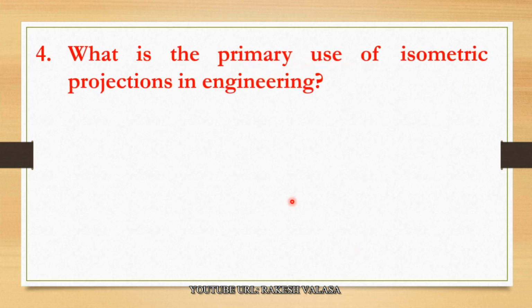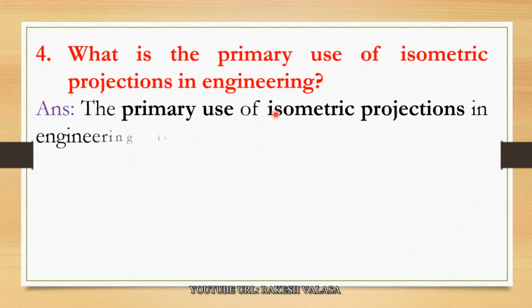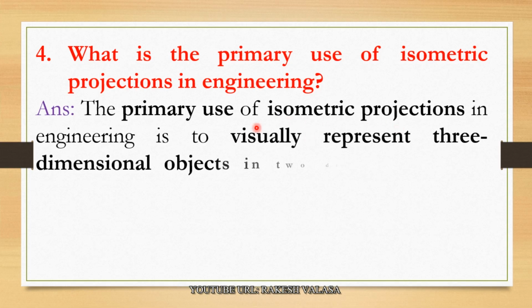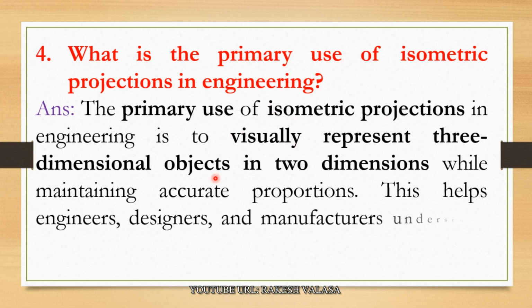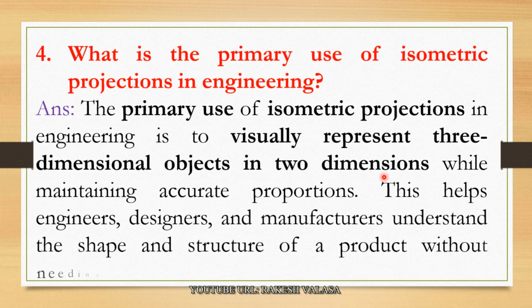Question number 4. What is the primary use of isometric projections in engineering? The answer is the primary use of isometric projections in engineering is to visually represent three-dimensional objects in 2 dimensions while maintaining accurate proportions. This helps engineers, designers and manufacturers understand the shape and structure of a product without needing multiple views.